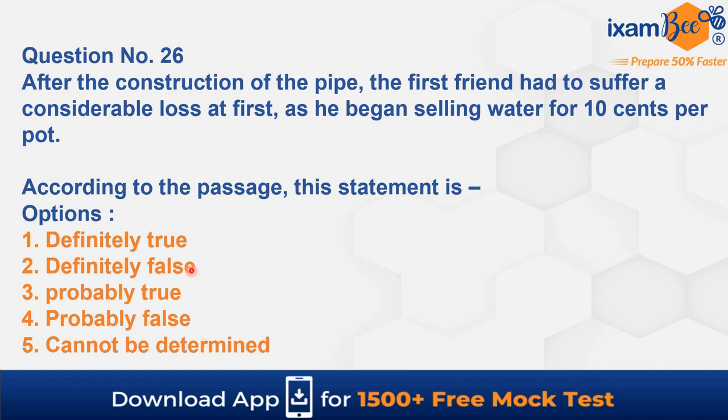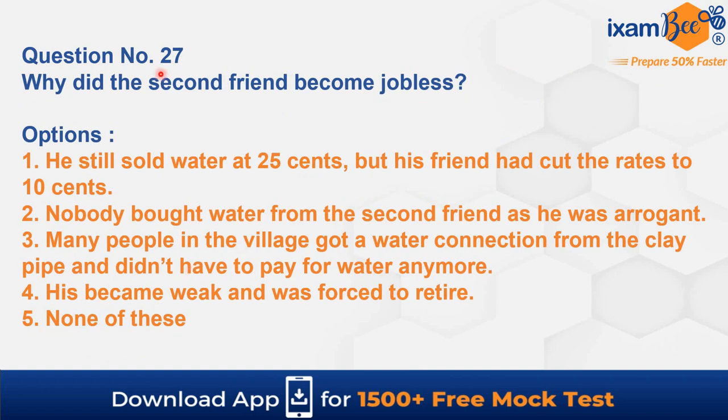So definitely false. Next, why did the second friend become jobless? It's easy. He still sold water at 25 cents, but his friend had cut the rates to 10 cents, right? So there was a difference. Of course, you're going to get something at a discounted price, not at a high price. So first is the answer here.